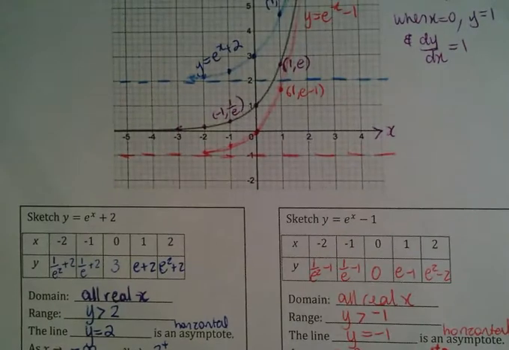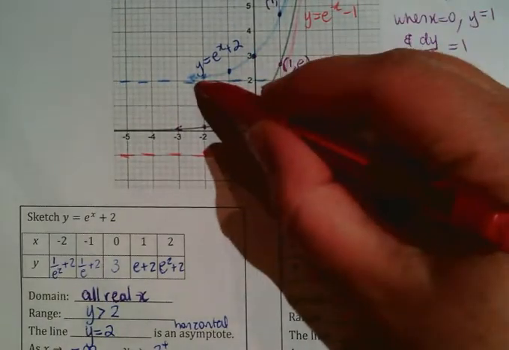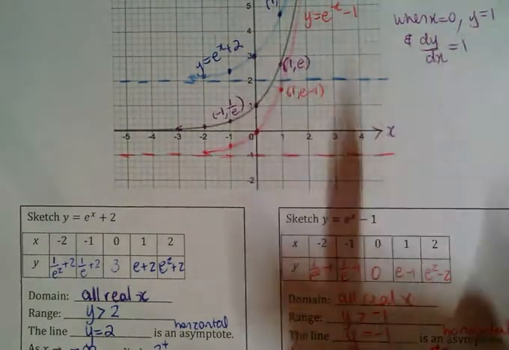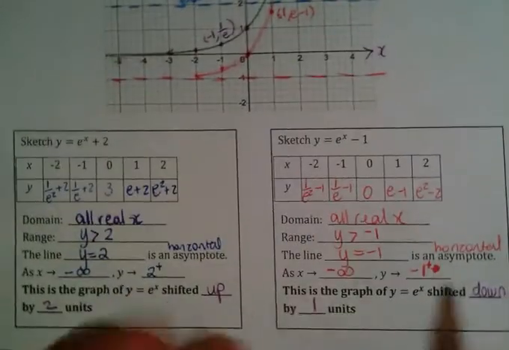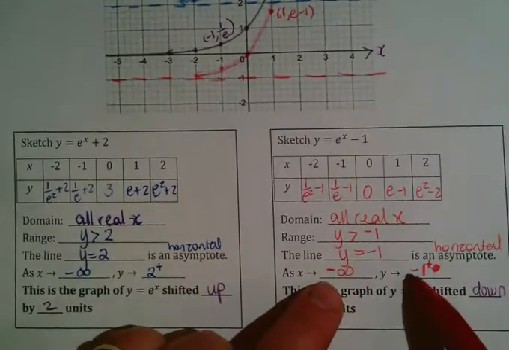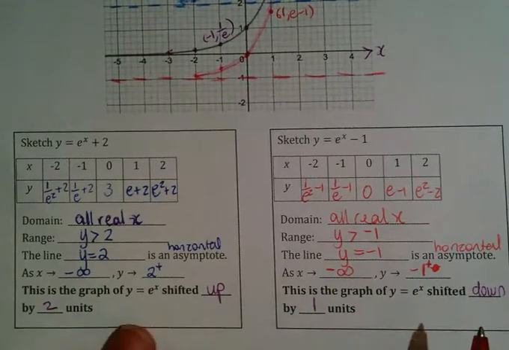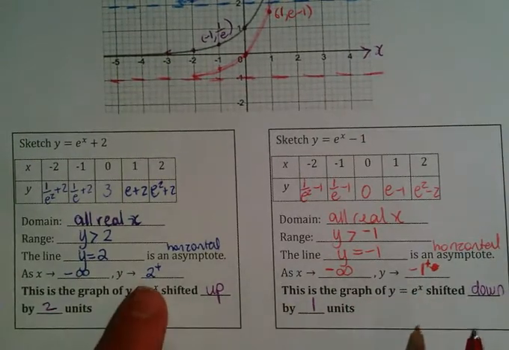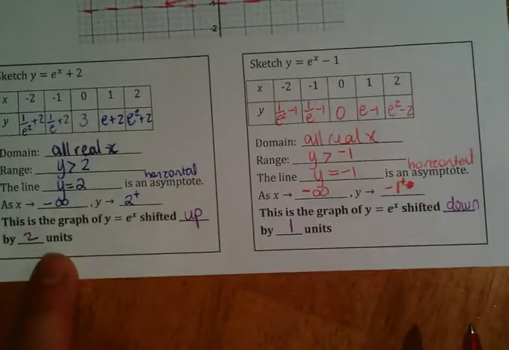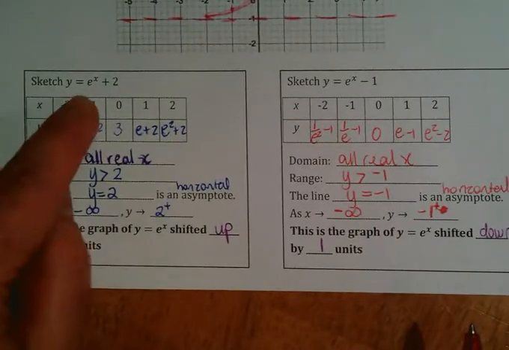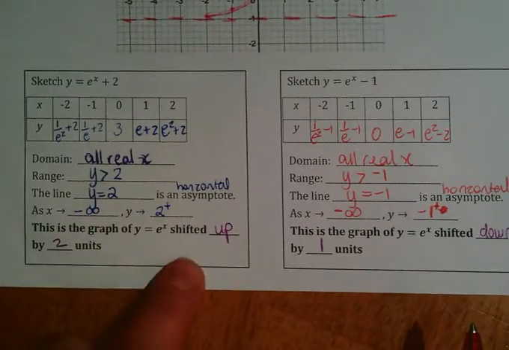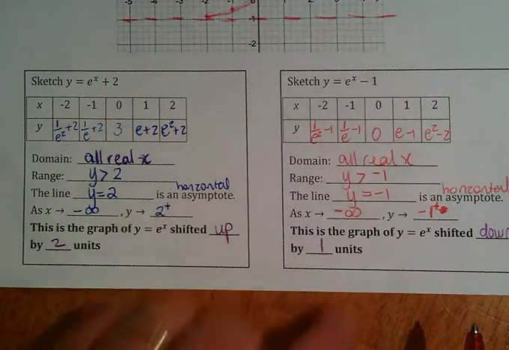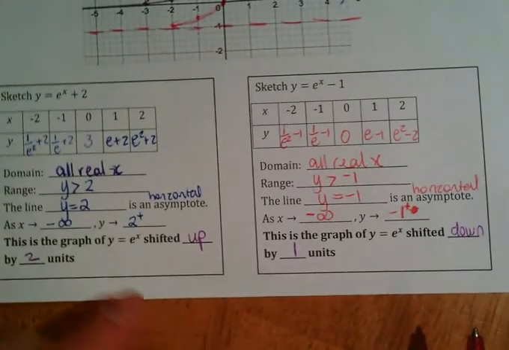And here on the blue curve, y equals e to the x plus 2, as x approaches negative infinity, y approaches 2, from above. And with the red curve, as x approaches negative infinity, y approaches negative 1 from above. As we said before, this graph is e to the x shifted 2 units up, and this graph here is e to the x shifted down 1 unit.